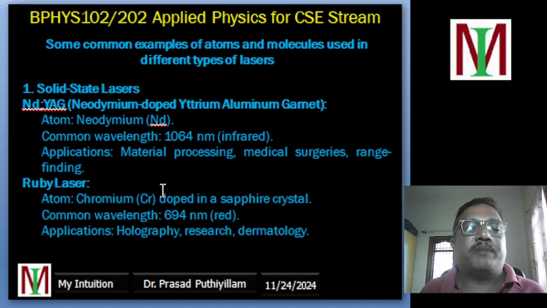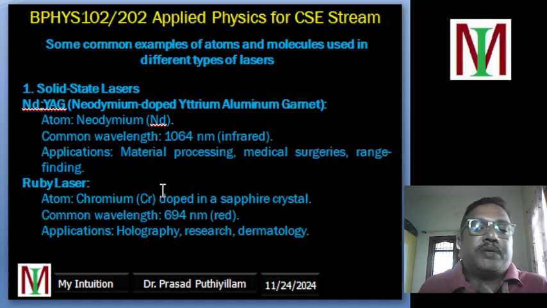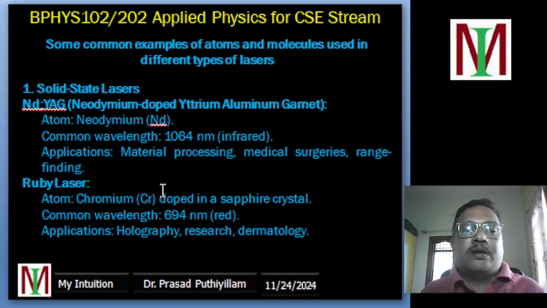There are different types of materials, like solid state lasers. We use neodymium-doped yttrium aluminum garnet, Nd:YAG. Neodymium is the atom, and it works at a wavelength of around 1064 nanometer. That is infrared. Infrared light of this wavelength has to be used initially, and only then will this particular laser work. It is used in material processing, medical surgeries, and range finding applications.